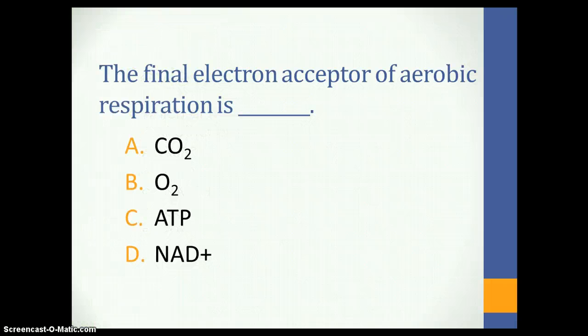Here are a couple of potential test questions. The final electron acceptor of aerobic respiration is which of the following: carbon dioxide, oxygen, ATP, or NAD+? The answer here is oxygen. Again, this is why we need to breathe, because oxygen is the final electron acceptor. NAD+ is what carries the electrons to the electron transport chain.